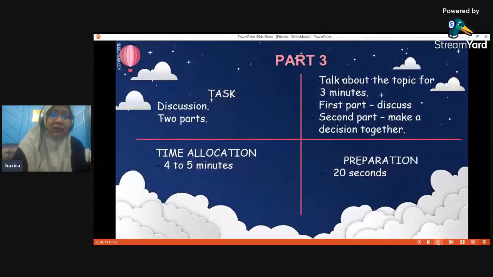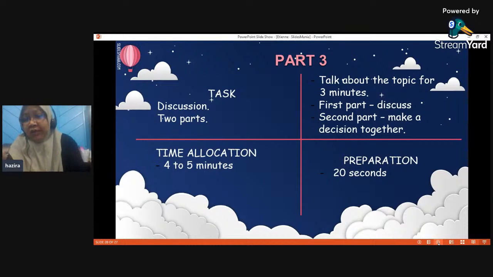Okay, now is the last part, which is your part 3. Okay, so what is part 3 all about? In part 3, you are given the opportunity to impart or to convey and exchange information and opinion through collaboration and negotiation with each other. Okay, meaning to say, masa part 3 ni lah awak akan berinteraksi bersama kawan awak.